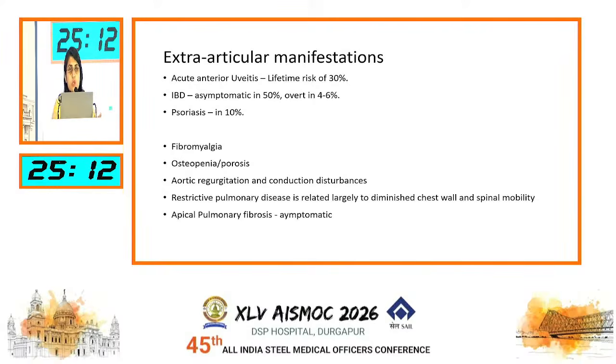Because of continuous inflammation in the spine, patients tend to have a lot of osteoporosis and easy fracture risks. Aortic regurgitation, conduction disturbances. Then restrictive pulmonary diseases causing difficulty in breathing. Apical pulmonary fibrosis, which is mostly asymptomatic.